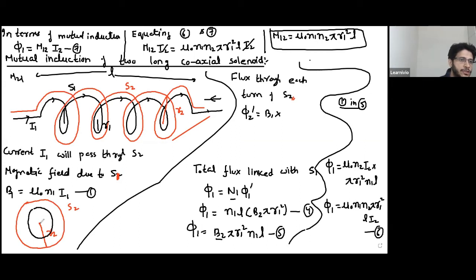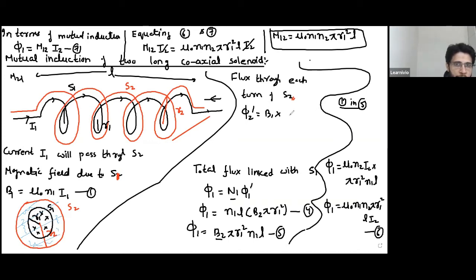This is coil S1. The radius of S1 is R1. Magnetic field is within S1 only. So if I consider the total area of S2, you can see very clearly that magnetic field is not passing through the total overall area of S2. Magnetic field is passing through only this portion of S2. See, this portion doesn't have any magnetic field. This is area of S2 but doesn't have any magnetic field. Magnetic field is linked with only this much portion.